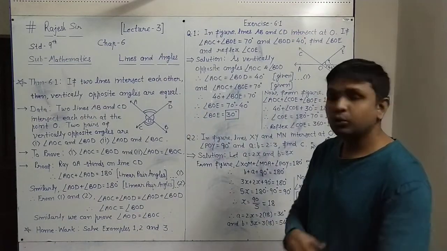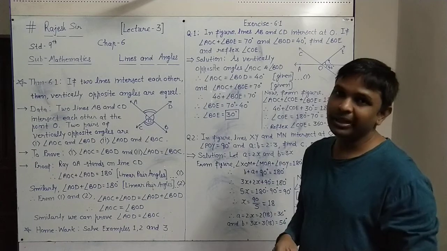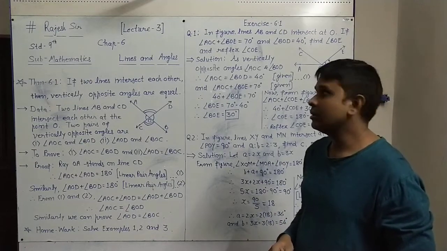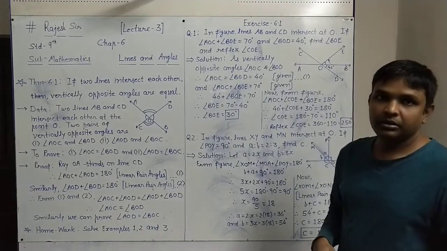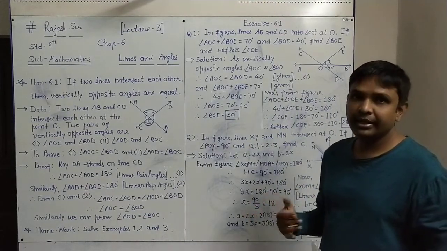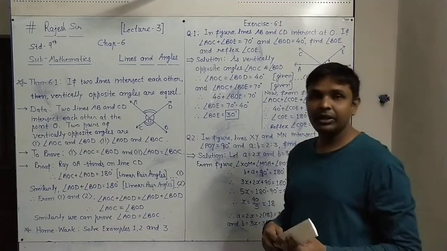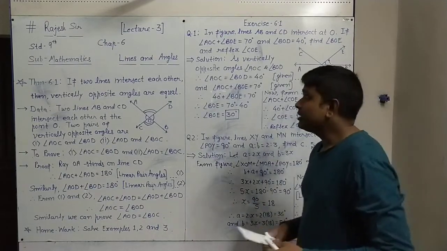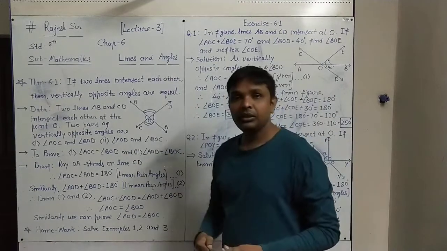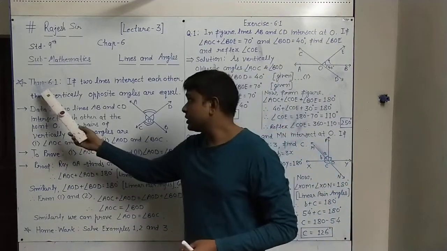In the last two lectures we have seen the basic terms and definitions related to lines and angles, intersecting lines and non-intersecting lines, and pairs of angles. Now in lecture number 3 we have Theorem 6.1.